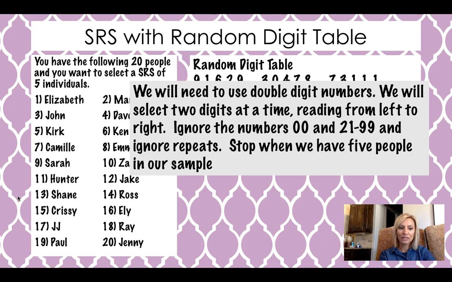And our stopping rule, we need to talk about when we're going to stop. So we're going to stop when we have 5 people in our sample. So let's try this. We're going to circle the 2 digits at a time we use, and I'm going to cross them out if they're not utilized or if they're not meaningful for my sample.